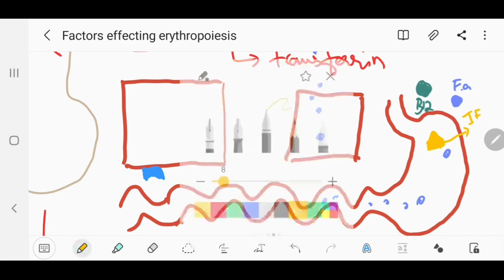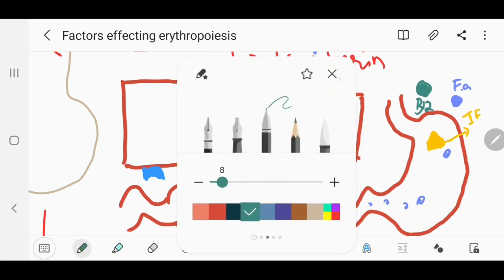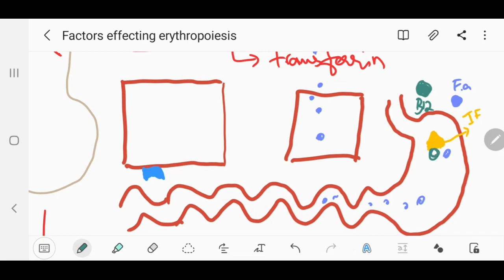You guys need to remember this thing, that the parietal cells present in the stomach produce the intrinsic factor. Now what happens is that this intrinsic factor combines with the B12 molecule, and this complex then cannot be digested in the stomach, in the duodenum, in the jejunum, or at the level of the ileum.